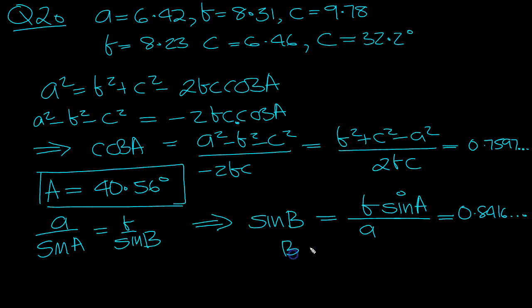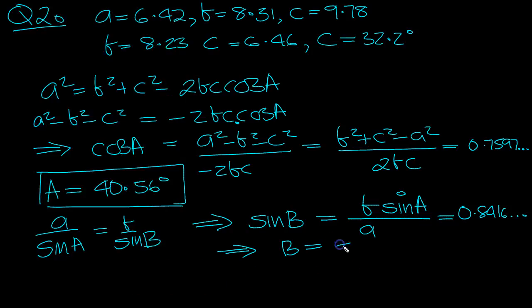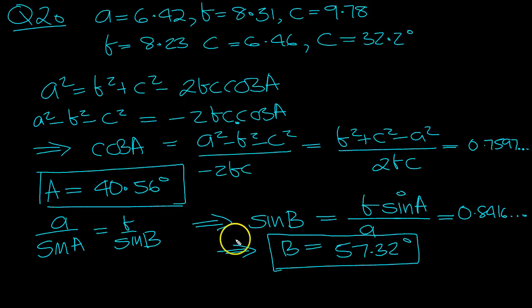So b then is equal to shift sine of answer to undo the sine, 57.32. 57.32 degrees. Again, there's a margin of error in the solutions in the notes because it does it to 1 dp. So there's b.